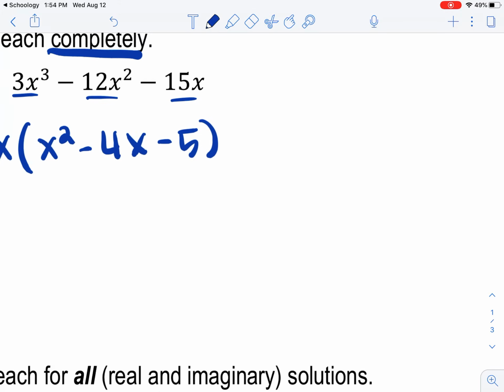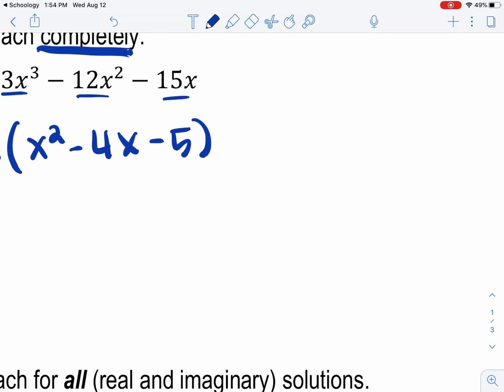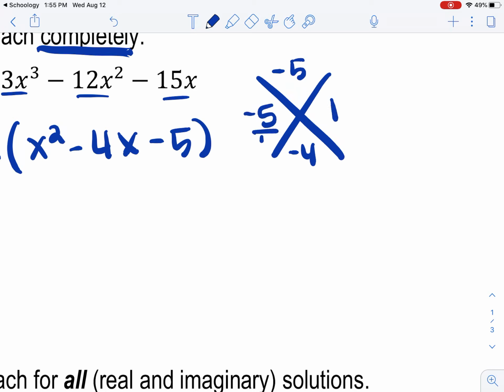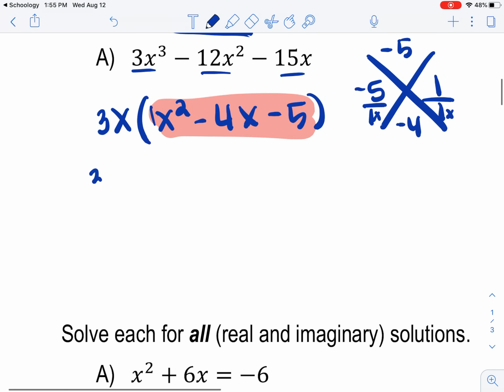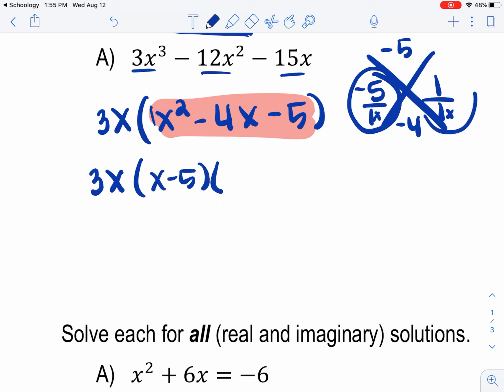Now remember, it's factor completely, so look at what's left over. Is this factorable? The answer is yes. I'm looking for 2 numbers that multiply to give me negative 5, add to give me negative 4, which are negative 5 and 1. Divide by the lead coefficient, which is 1. If you're saying it's 3, no, it's not. I'm looking at this right here. The lead coefficient is 1, right? This is my x term and my x term. So now I'm going to write down my final answer. The 3x does not jump off the paper. 3x times the quantity of, this is x minus 5. This is x plus 1.